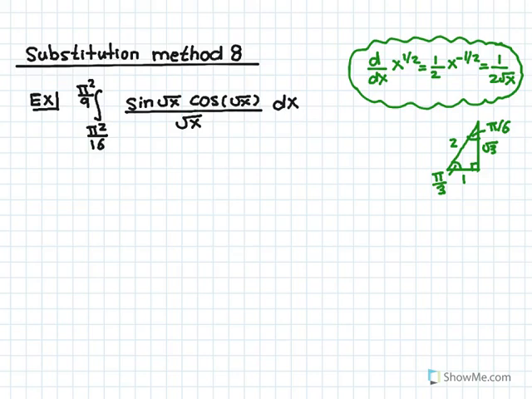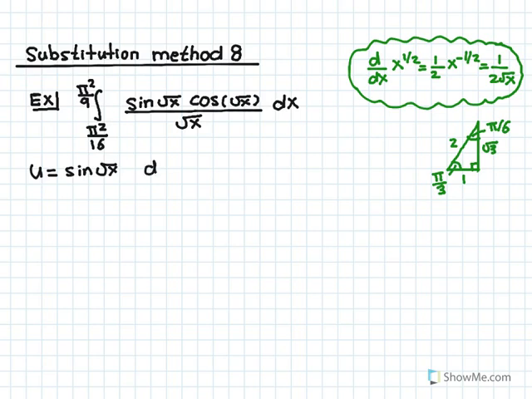In this video, we're going to apply the substitution method to solve some definite integrals. We have the integral from pi squared over 16 to pi squared over 9 of sine root x times cosine root x divided by root x, integrated with respect to x. So let u be equal to sine root x.